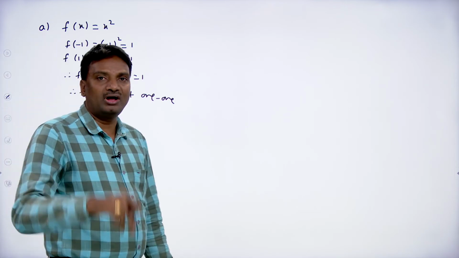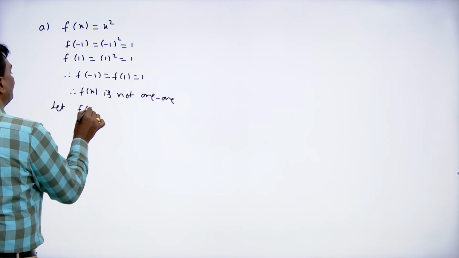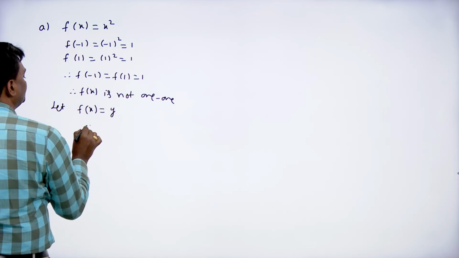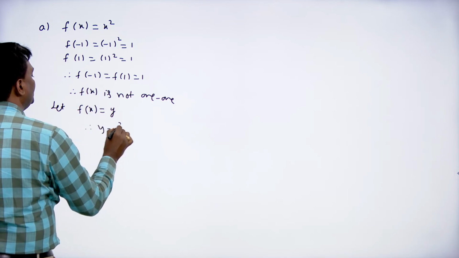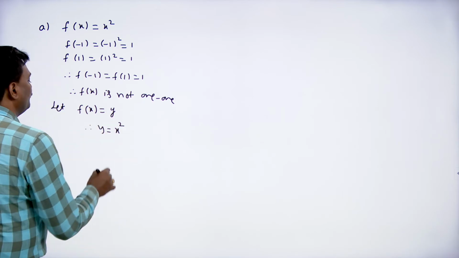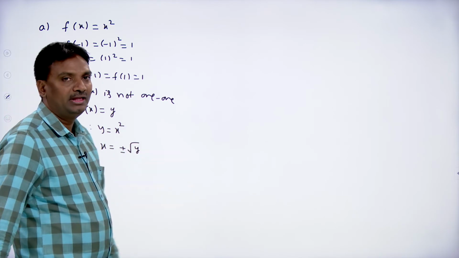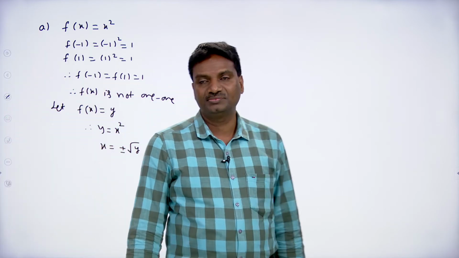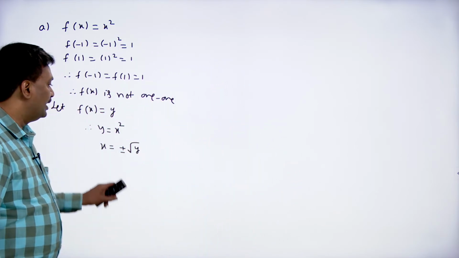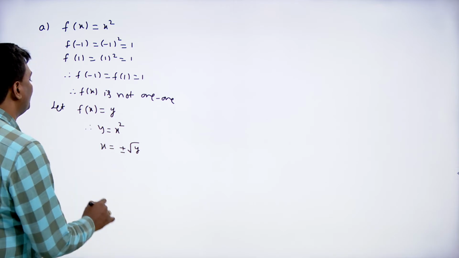Next, to check whether f of x is an onto function or not, let f of x equal to y. F of x is given as x square. So therefore y equal to x square, writing x square in place of f of x. From this we can write x equal to plus or minus square root of y, by taking square root on both sides. But here root y is defined if y is greater than or equal to 0.